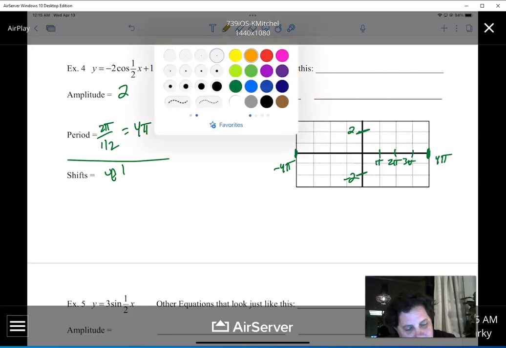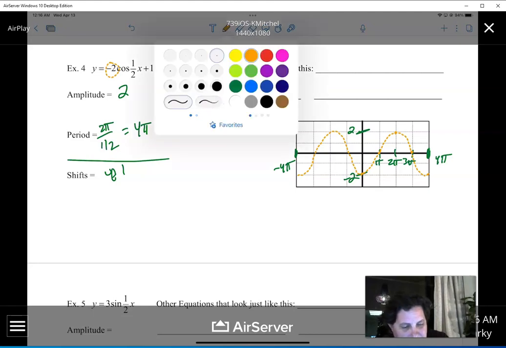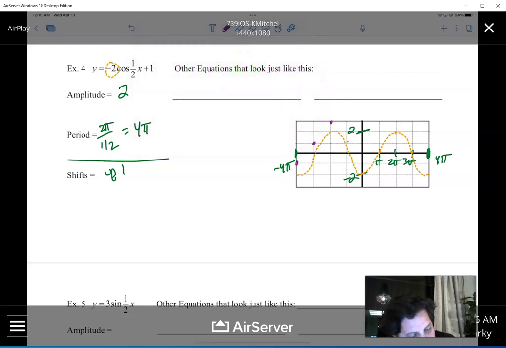I'm going to do it dotted. Okay, and I'm going to say, cosine. Now, this is -2, though, which means it starts down. It goes 0 to 0, -2. And then the only shift that I'm going to do on this one is make everything go up 1. And again, I can just follow this pattern. Make sense?